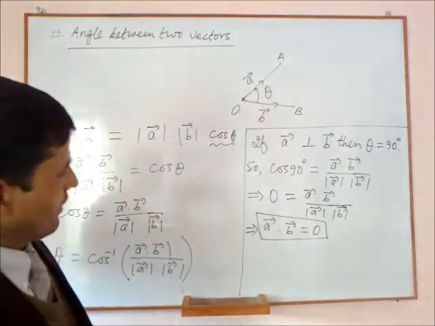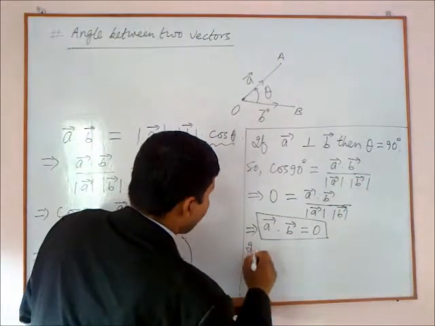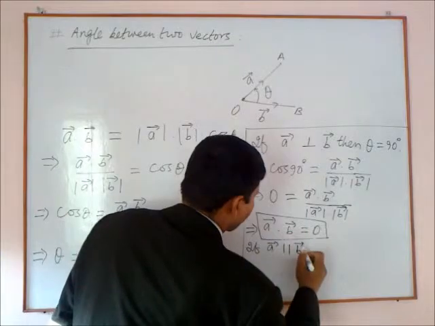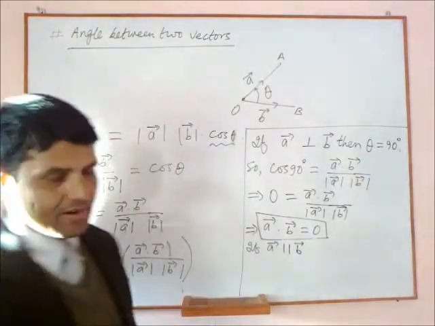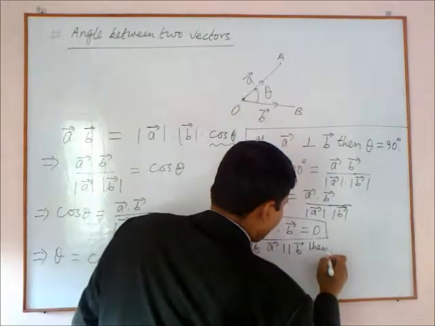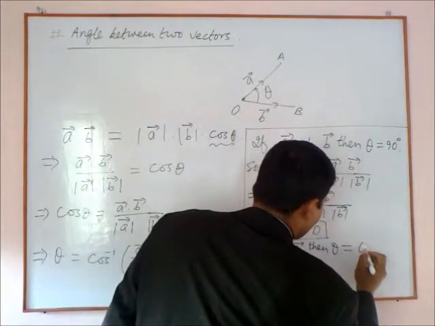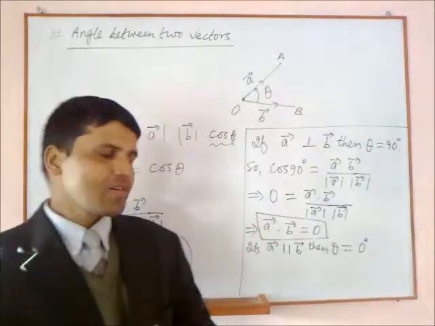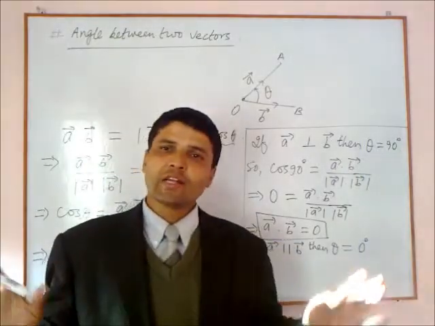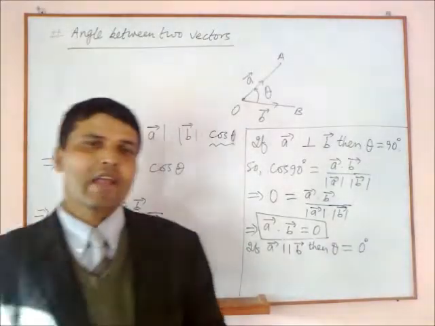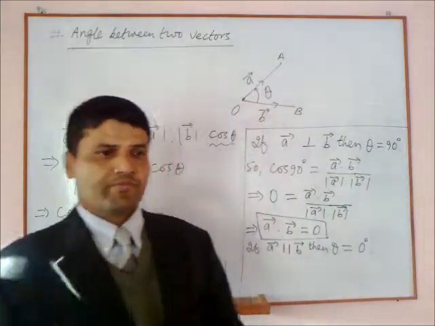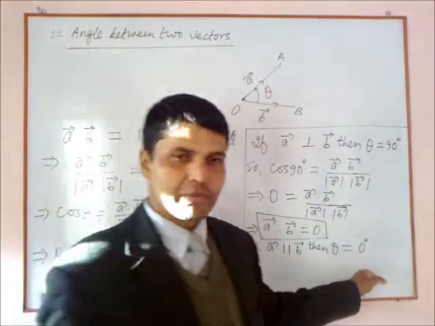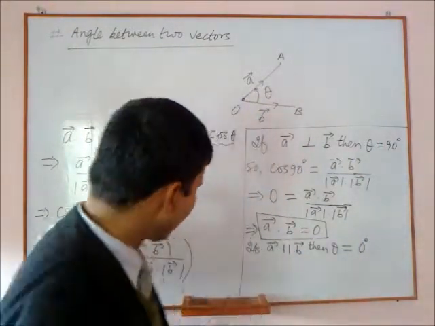Similarly, if vector A is parallel to vector B, if two vectors are parallel, then the theta equals 0 degree, because when two vectors are parallel to each other, they don't make any angle. In order to make angle, they should intersect each other. If they are parallel, the angle between them is 0 degree. It means there is no angle.